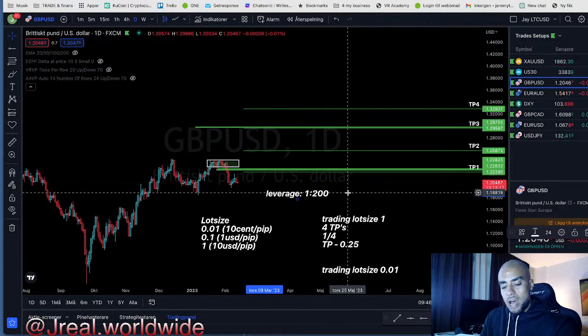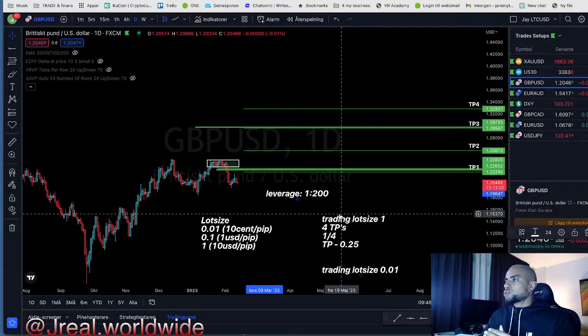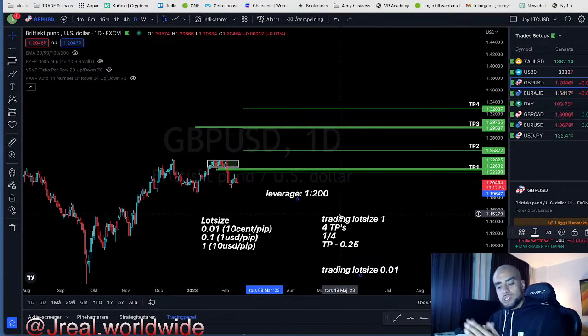All right. So what have we covered? We have covered lot size. We have covered pips. What are pips? They are the steps that the market moves. What is lot size? Lot size is how much you want to bet into every step the market takes, so for every pip that the market moves. And then we have covered stop losses and take profits.